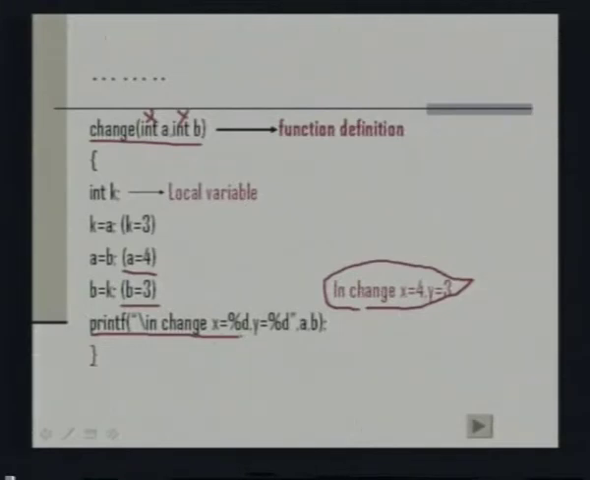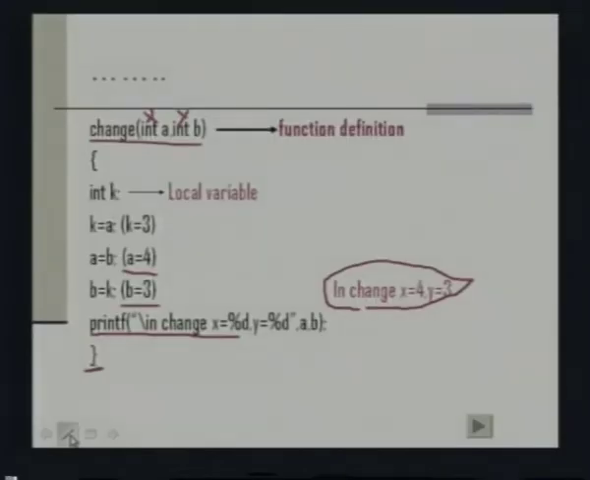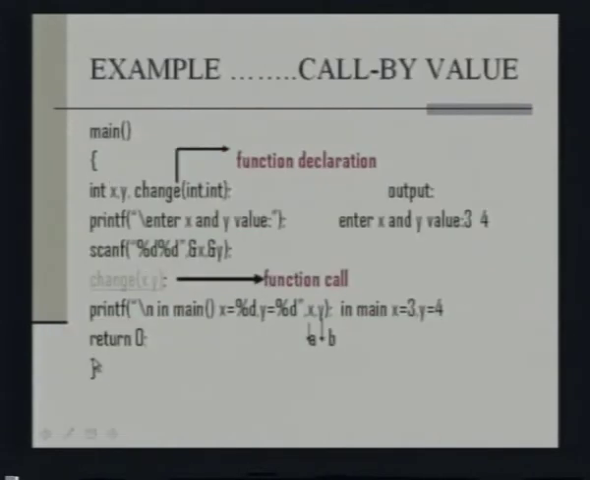That is how I am printing it here: x is equal to %d, y is equal to %d, and I am printing the values a and b. I am using a and b here because only the variables a and b are declared here. So what happens after this change function is printed? Now control has to get back to the main function. There is no return statement here to explicitly return the control. Only when this closing brace is encountered, the compiler understands that the function is over and it has to get back to the function which called it. So as soon as the closing brace is encountered, we come to the main function.